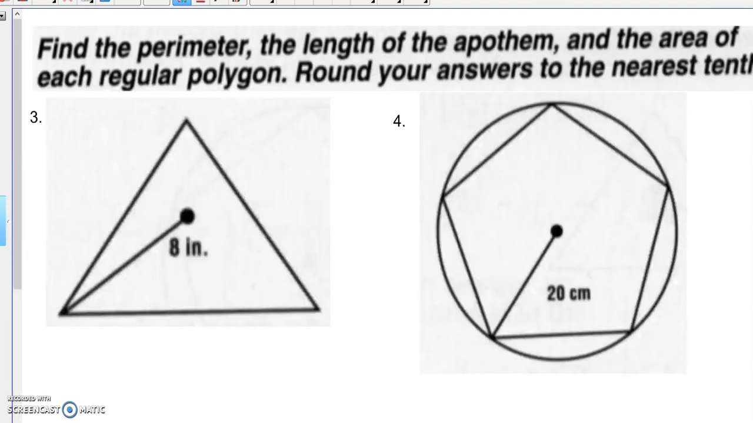Okay, so next problem here, we're trying to find the perimeter, the length of the apothem, and the area of each regular polygon.